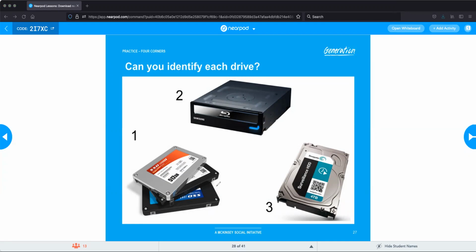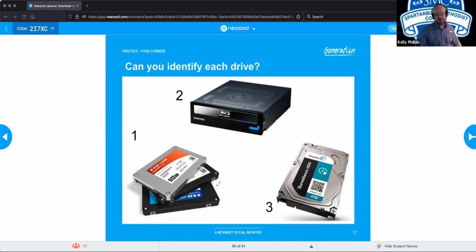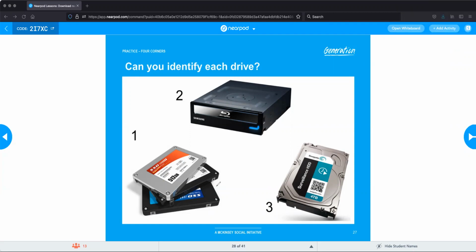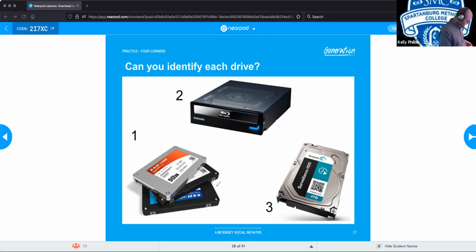SSD. There you go. Which is short for what? What does SSD stand for? Solid state drive. There we go. Thank you.